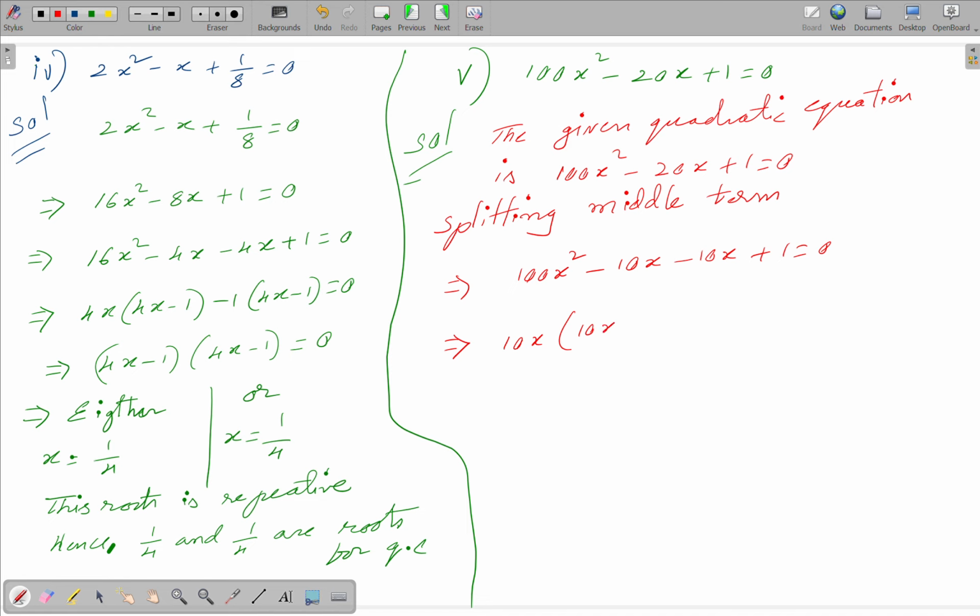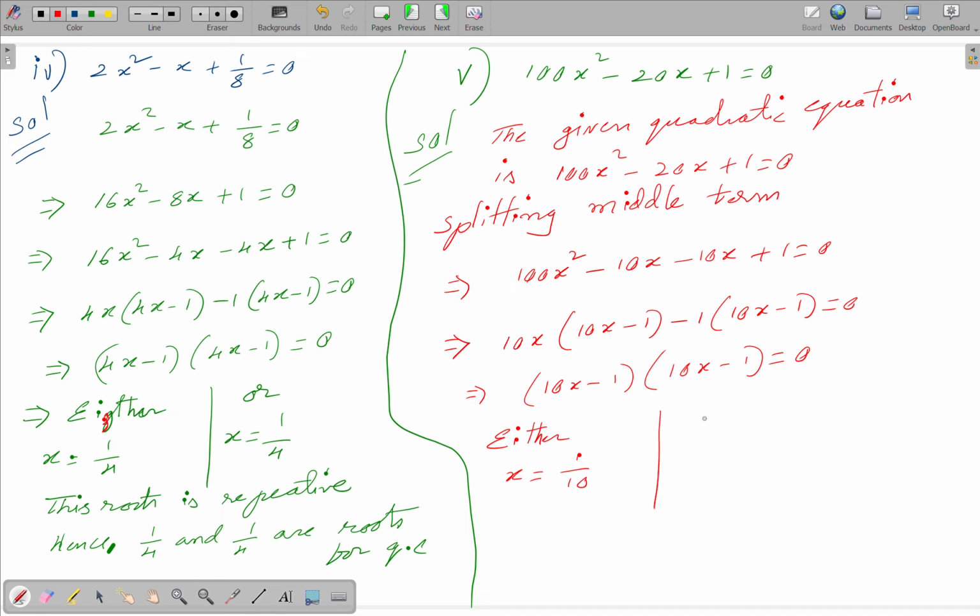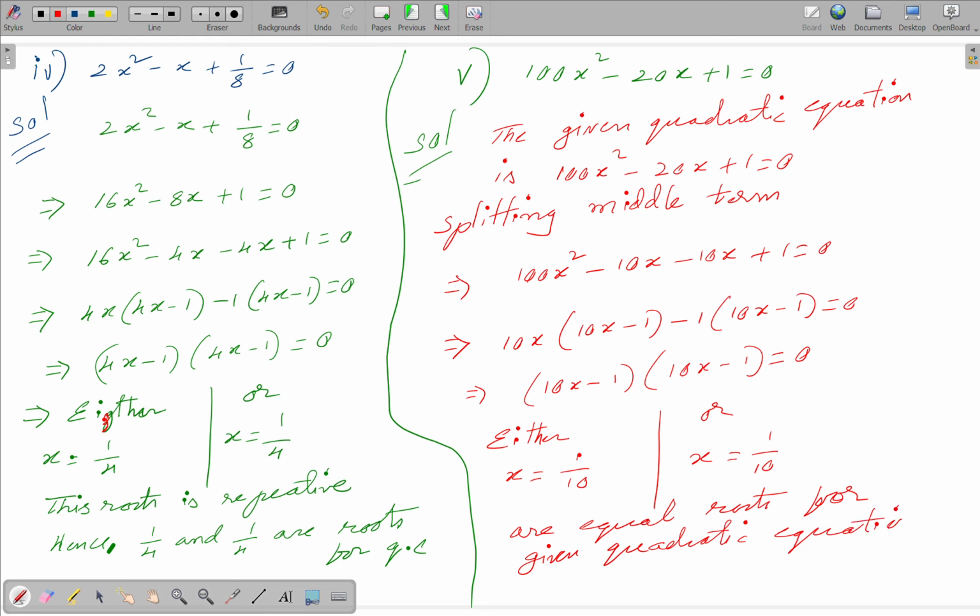Then further simplification, 10x you take common, this is 10x minus 1, then minus 1 you take common, 10x minus 1 is equal to 0, that is 10x minus 1 into 10x minus 1 is equal to 0. Either x is equal to 1/10 or x is equal to 1/10, roots for the given quadratic equation.